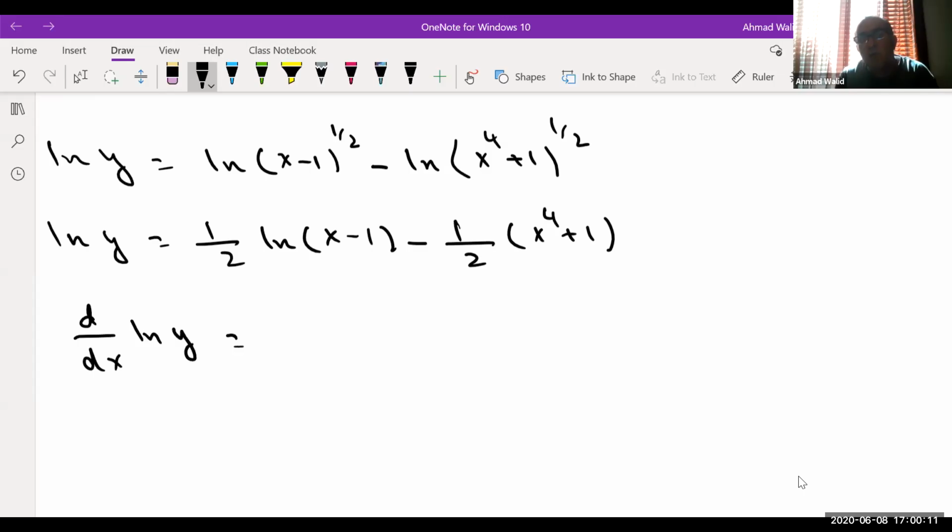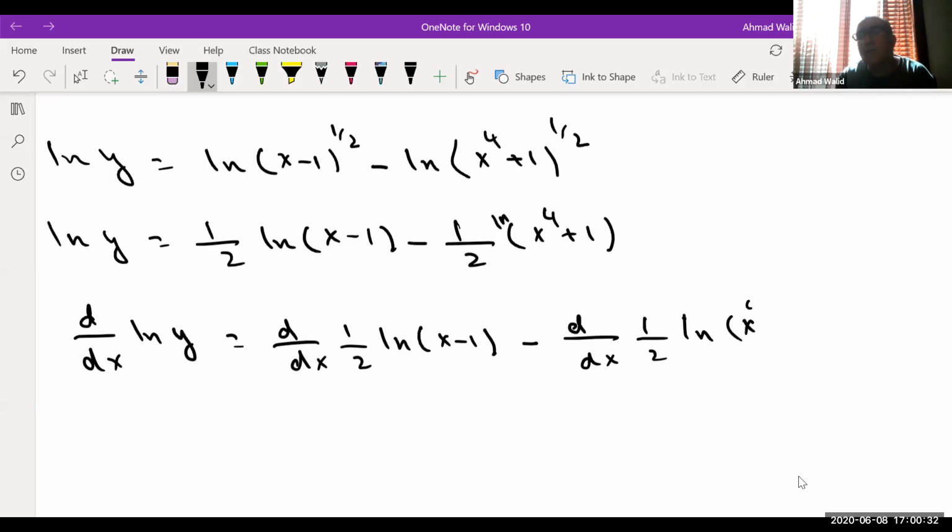ln y equals d over dx of this part, 1/2 of ln x minus 1 minus d dx of 1/2 ln x to the power of 4 plus 1. d dx of ln y gives you 1 over y. Because you are doing it implicitly, you have to keep y prime or dy dx, whichever notation you use, it doesn't matter.